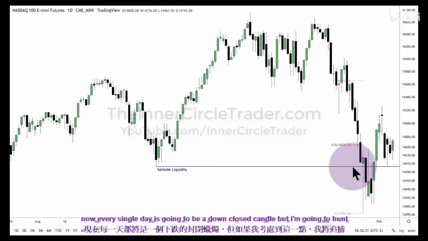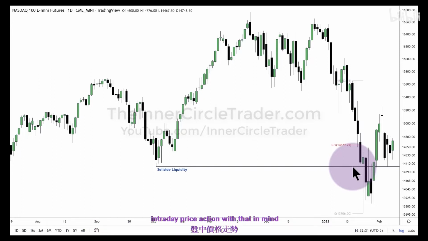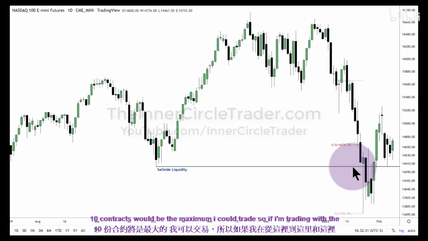Now, every single day is going to be a down close candle, but I'm going to hunt intraday price action with that in mind. If I'm going to take a long, it would be counter trend to that bias, my leverage is going to be dialed back. So let's assume for a moment that the account that I was trading with would allow me to trade 10 contracts. 10 contracts would be the maximum I could trade.